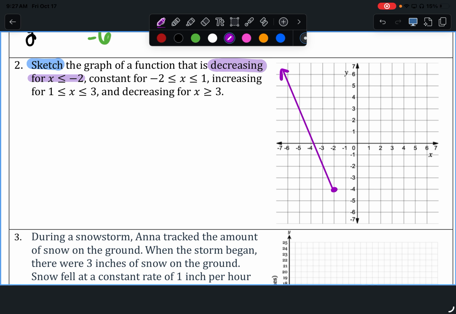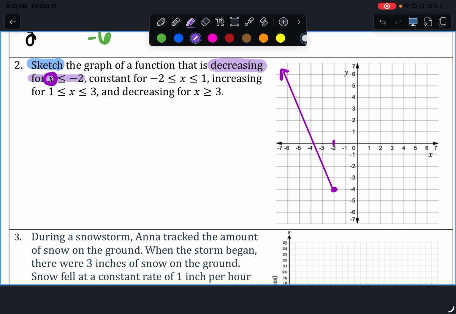Anywhere. I could draw it like that, or I could draw it like that. Anywhere that it is decreasing till it gets to -2, we're good. Does not matter where. It just has to decrease till it gets to x is -2. Remember, we are looking at x values there, so we're going based off of our x-axis.